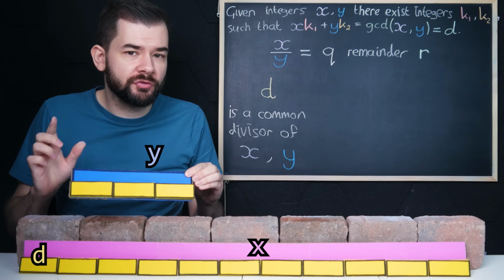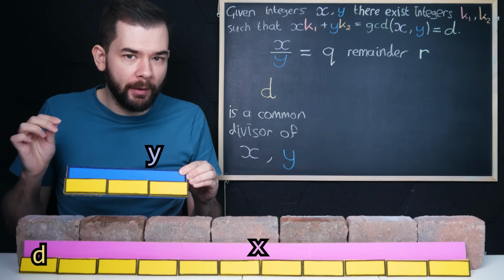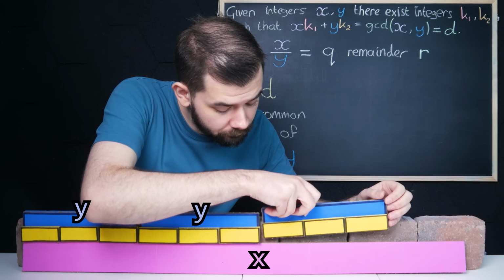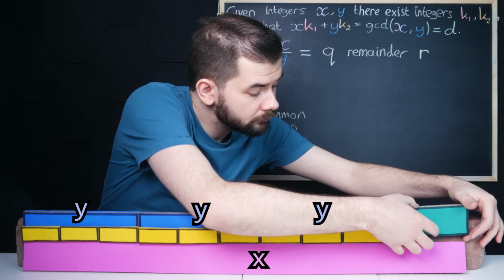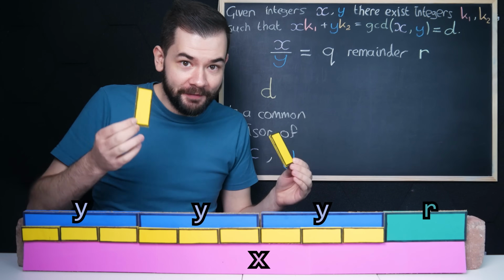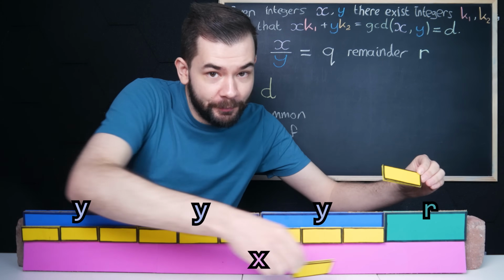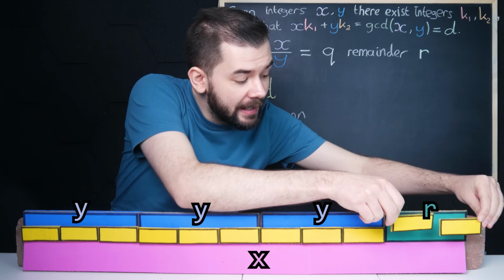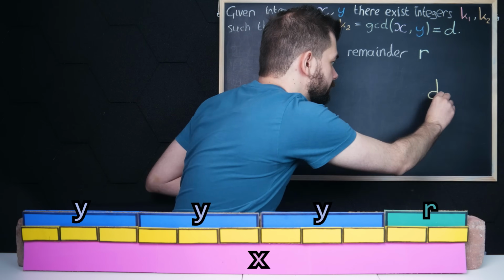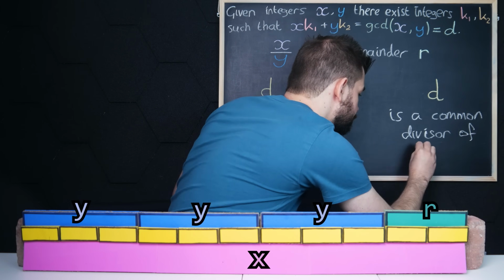Now look what happens when I do x divided by y. That means we see how many y's go into x without overflowing, and then we have something left over which we call the remainder. But we know that d is a divisor of x. They fit inside this purple line down here, which means they must fit inside the remainder. Thus we conclude that d is a common divisor of y and r.